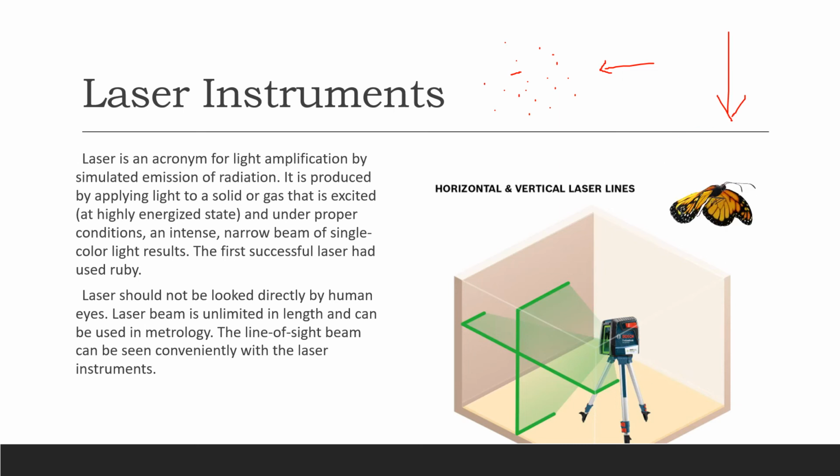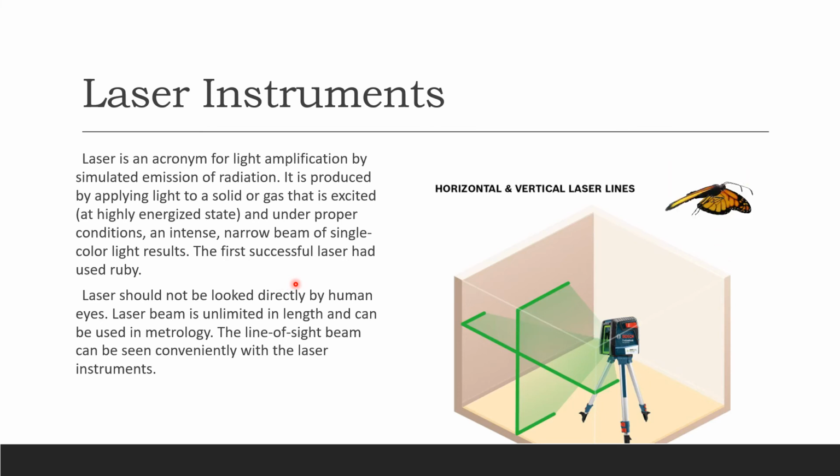Light particles are smaller than what we have in the atmosphere. So here you're going to see smaller things, like photons. You're dealing with photons, electrons, and the neutron state. With lasers, we're dealing with a beam of light particles, and we want them in a very energetic state. So we apply the light to the solid or the gas, energizing that solid or gas, and then under proper condition, an intense narrow beam of single color light comes out, pushing out.